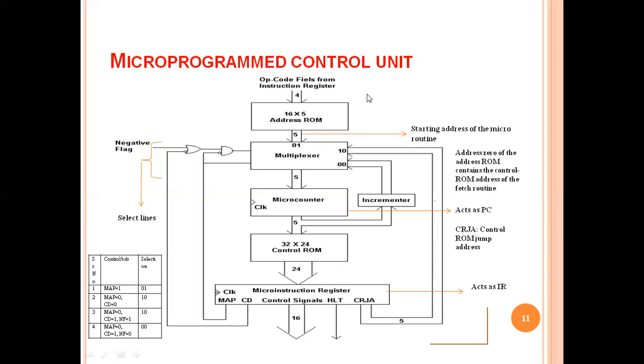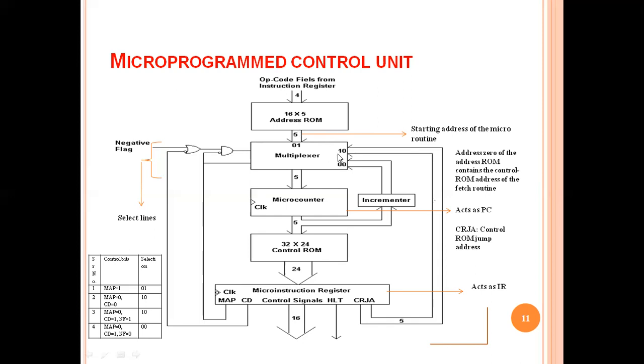So here, what is the difference? There is no decoder used actually, and no control matrix is used. Control matrix is the most important part of the hardware control unit. Here there is no concept of control matrix. Here the main component is the control ROM, which stores all the micro instructions. And this is the address ROM, which stores the starting address of the micro routine of the particular instruction. With the help of this multiplexer, it will choose the next address, whether it should go to the address taken from the address ROM, or take the data from the CRJA, or increment the particular address.